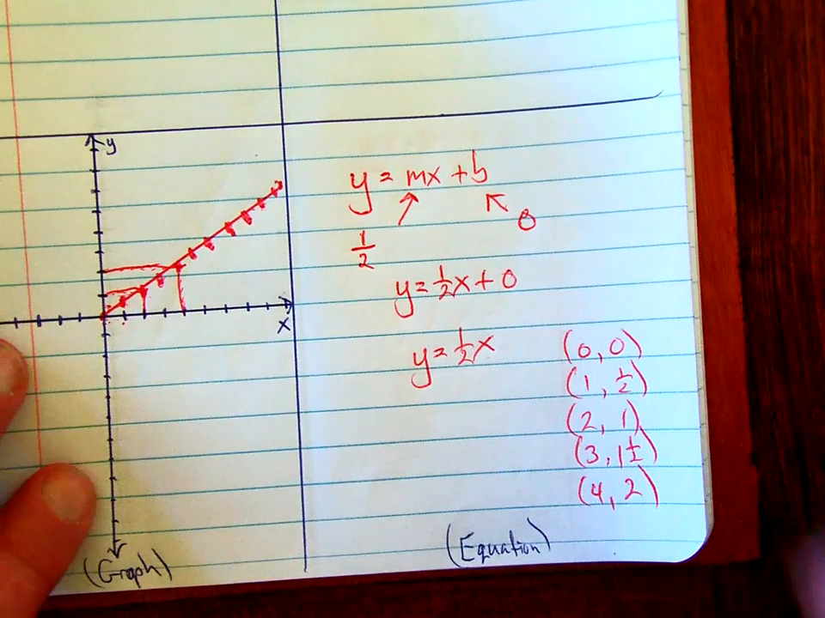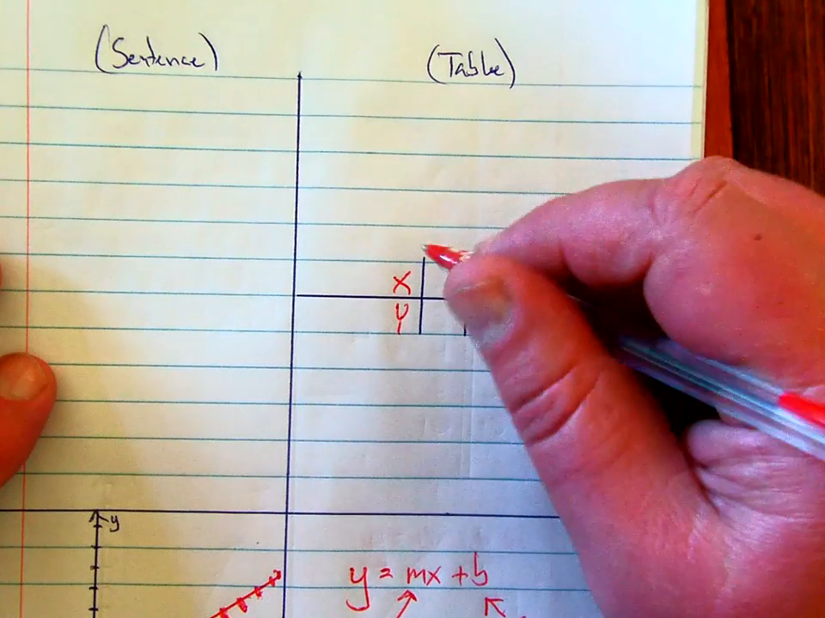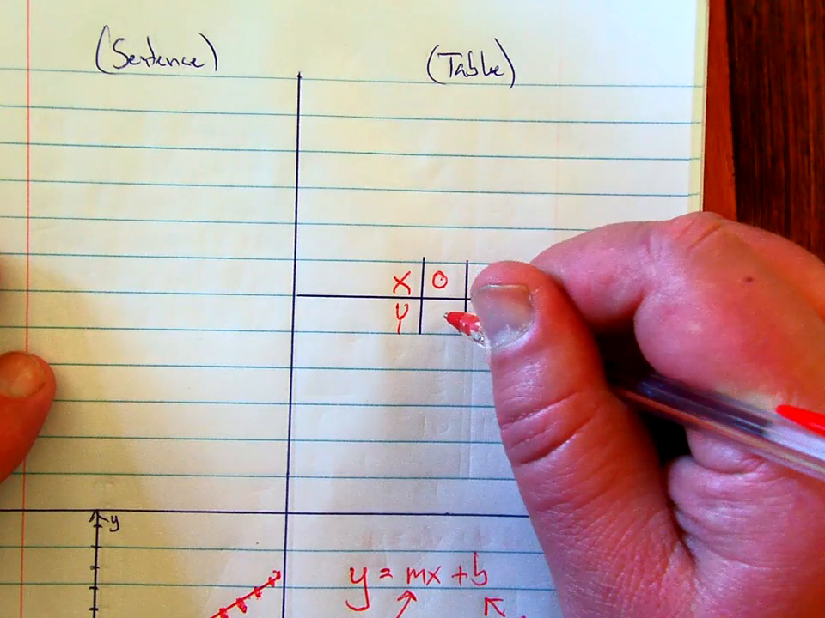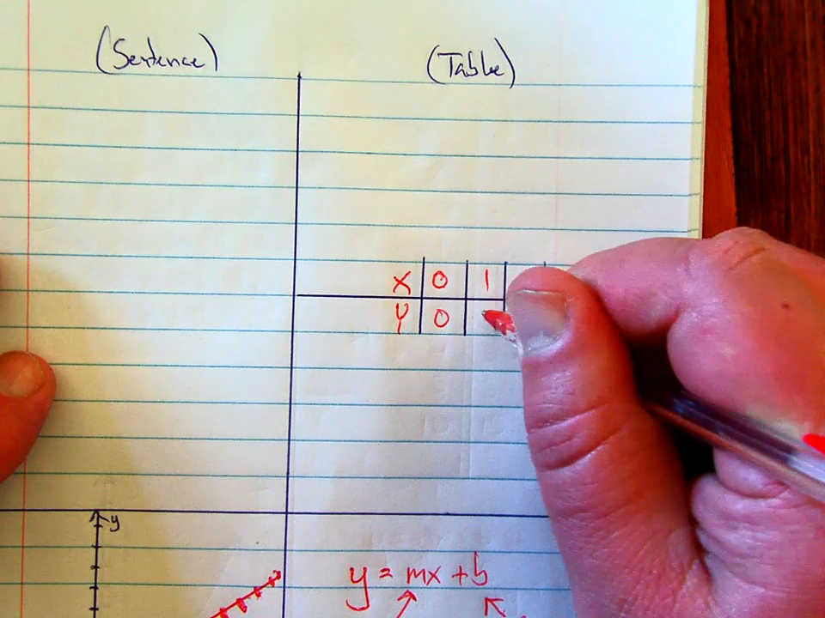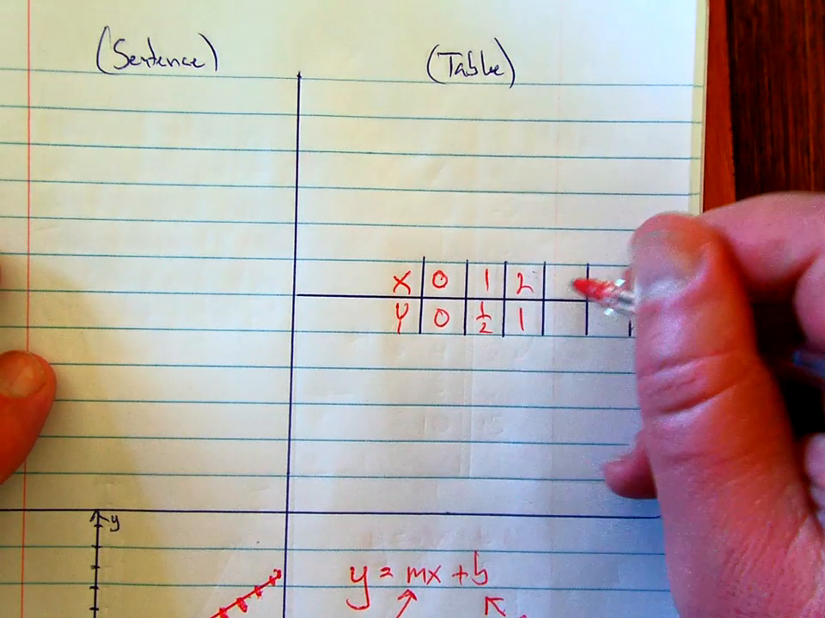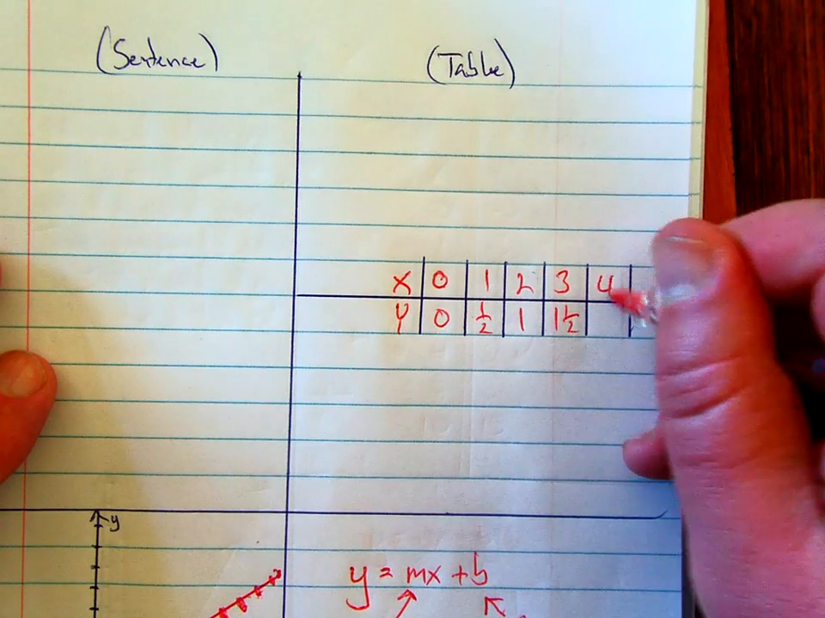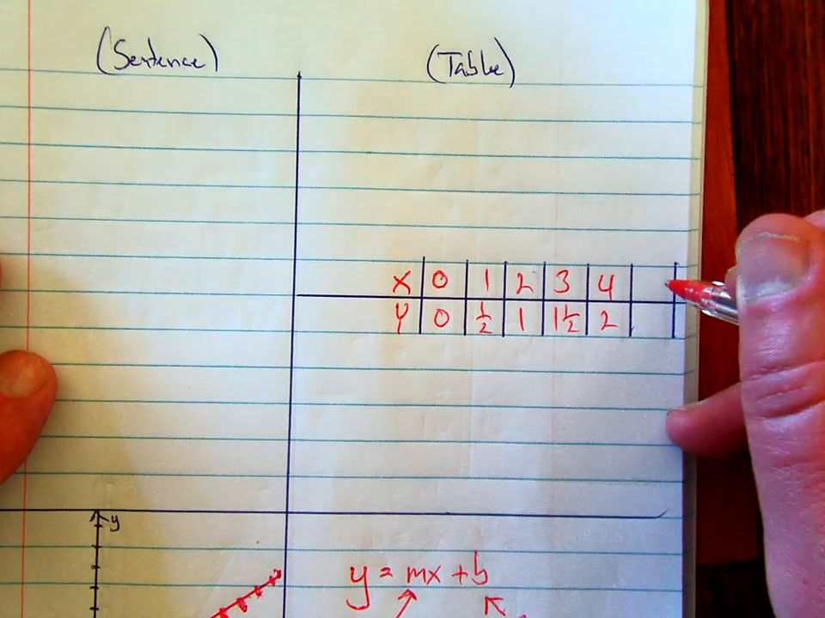So this is when x is 0, y is 0. When x is 1, y is a half. When x is 2, y is 1. When x is 3, y is 1.5. When x is 4, y is 2. When x is 5, y is 2.5.